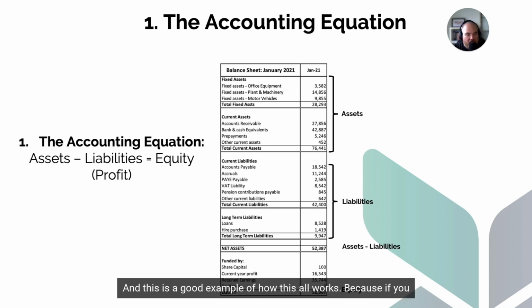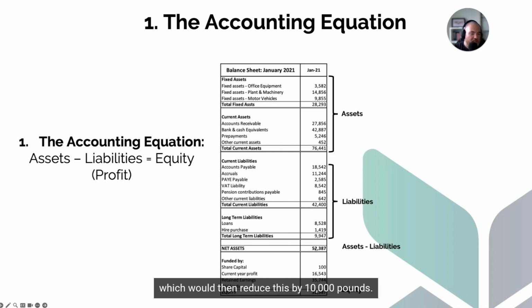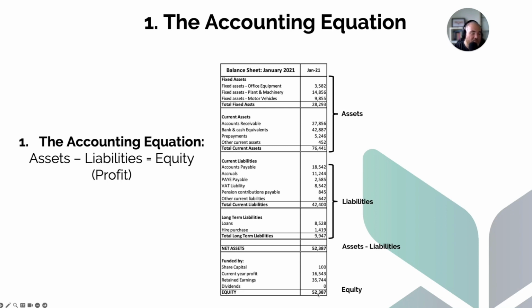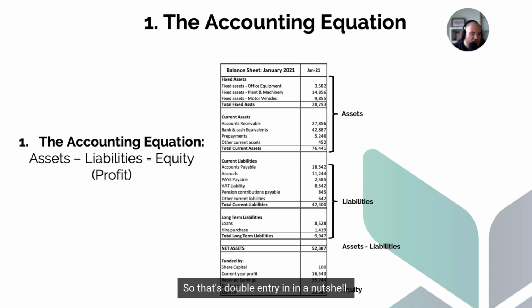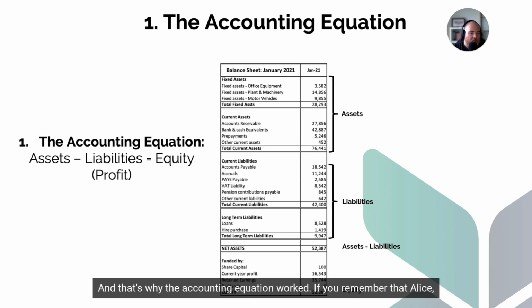And this is a good example of how this all works, because if you were to take a dividend out, you would reduce your bank balance, which is here. So let's say you took a £10,000 dividend, your bank balance here would reduce to 32,887, which would then reduce this by £10,000. But then you'd also have a dividend which would go in here as a negative, and that would reduce this by £10,000. So that's double entry in a nutshell. And that's why the accounting equation works.